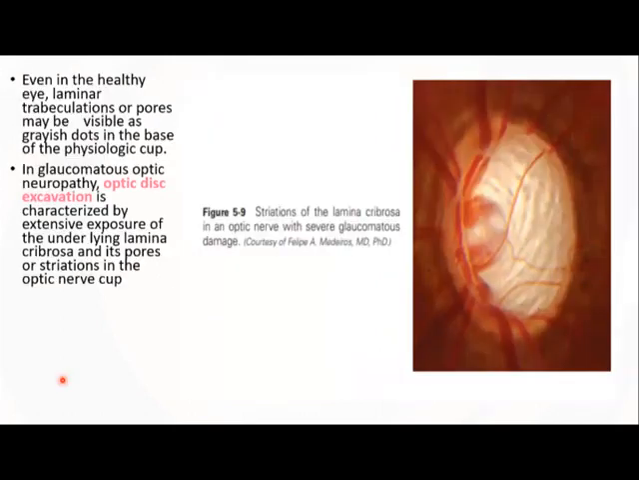Even in a healthy eye, laminar trabeculations or pores may be visible as grayish dots in the base of the physiological cup, and in glaucomatous optic neuropathy, optic disc excavation is characterized by extensive exposure of the underlying lamina cribrosa and its pores or striations in the optic nerve cup. In this picture, we can see striations of the lamina cribrosa in an optic nerve with severe glaucomatous damage.